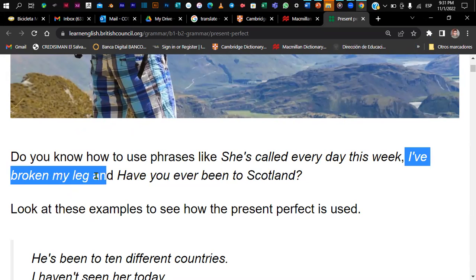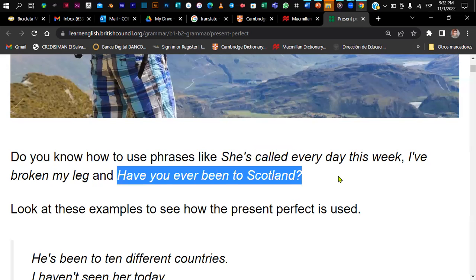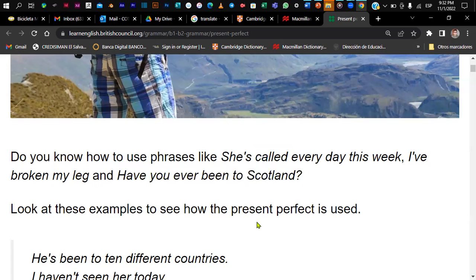And this one? I broke my leg. Okay, imagine playing football. I broke my leg. Meaning? Yo me he quebrado la pierna. Okay, me he quebrado. Because what is the participle in the example? Broken. Participle in this one? Called. Participle in this one? Been.